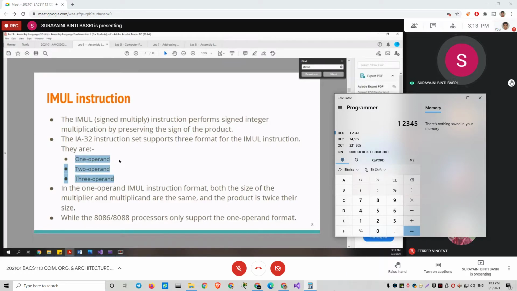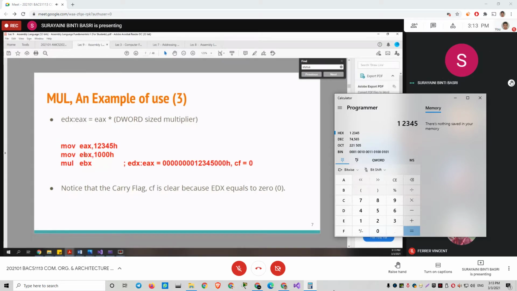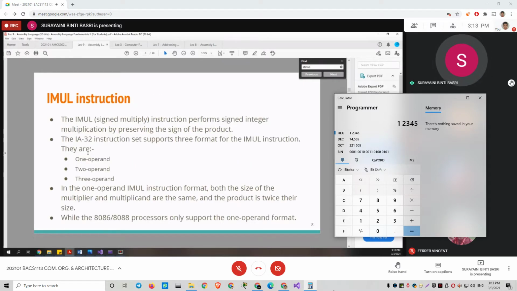Previously in MUL, when we were doing multiplication for unsigned numbers, it was up to one operand only, remember? But for IMUL, it can be up to three operands. You remember the operand is this one. After the instruction, it is called the operand. For MUL, for the unsigned number, we can only operate with one operand. But for IMUL, it can be up to three.